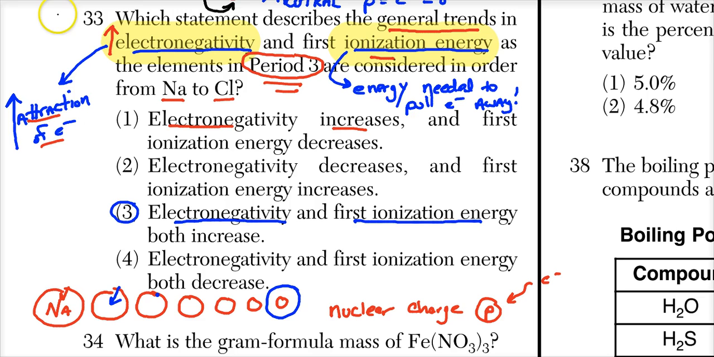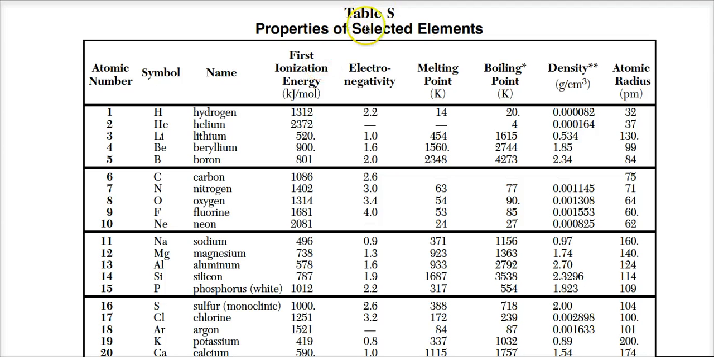But I can't say enough, and I keep harping on the idea that Table S is another place to look. If you weren't sure about the general trends of these two things, you could go to Table S and see. Let's do that. So Table S, the most underutilized table, has first ionization, has electronegativity.